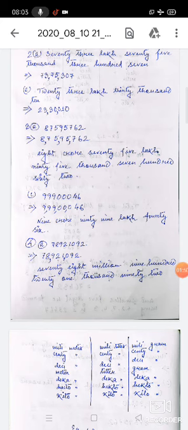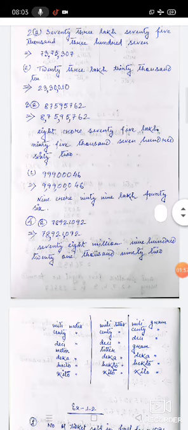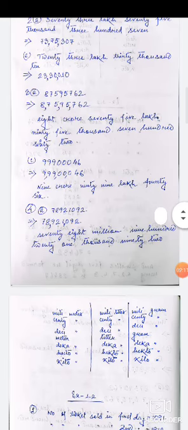So 8 crore 75 lakh 95,762. Okay. In this way, number C, 99,900,046. So from the right we use the commas. First after 3 digits, then after 2 digits, then after 2 digits. So this will be 9 crore 99 lakh 46. Okay, I think everyone understands this.